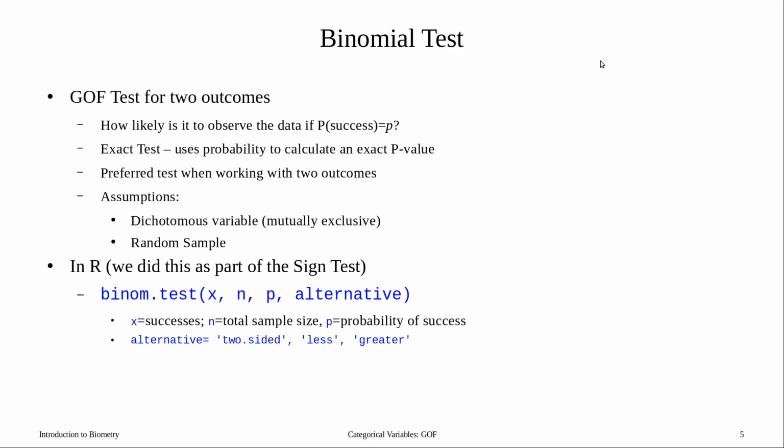So we actually calculate the exact probabilities. This test is going to be preferred when we're working with two outcomes because it is an exact probability test. Now, what are the assumptions?